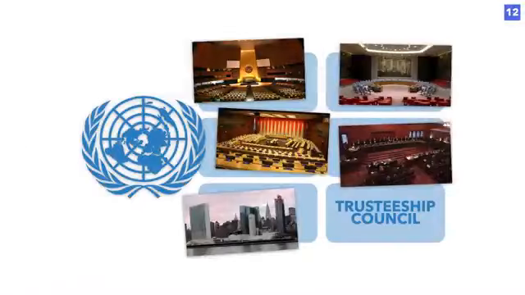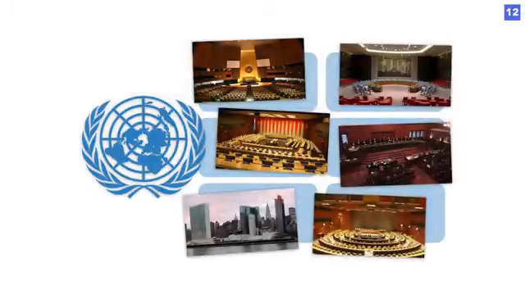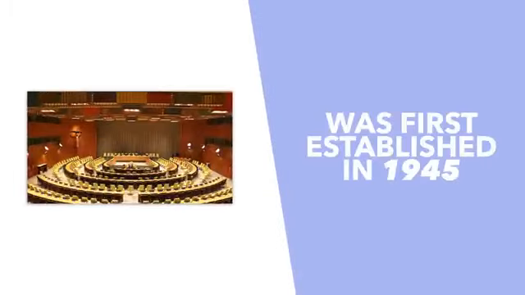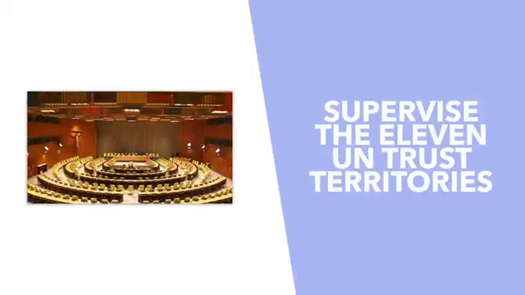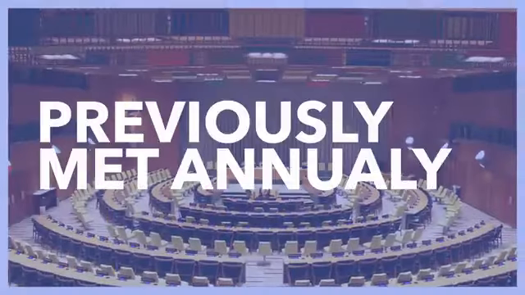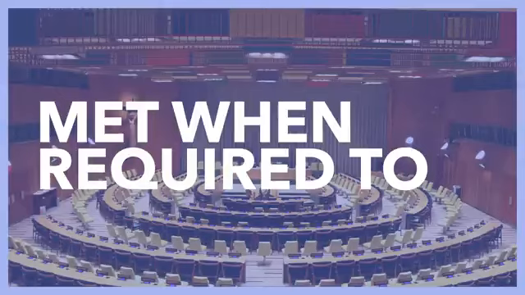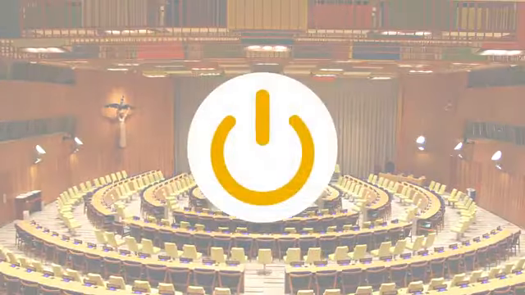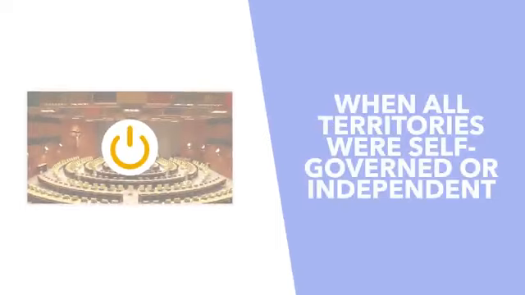The final principal organ of the UN is the Trusteeship Council. The Council was established in 1945 to provide supervision for 11 UN trust territories under the supervision of 7 member states. The purpose of the Council was to guide the territories under trusteeship towards being able to stand on their own as states in their own right. The Council's rules initially required it to meet annually, but the Council amended its rules to require meetings only when required shortly before suspending operations in 1994, when all the trust territories had attained self-government or independence.